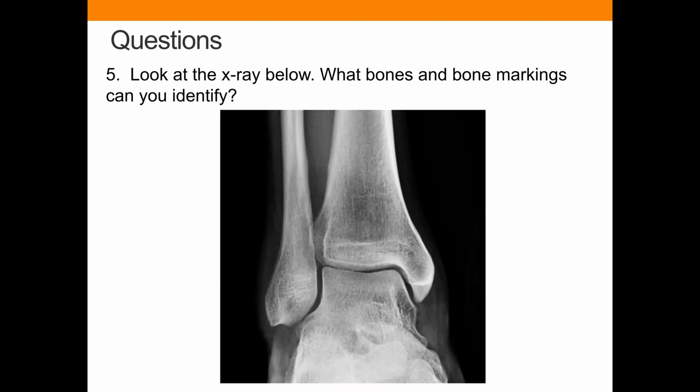Number 5, look at the x-ray below. What bones and bone markings can you identify? If we start with the bones, well, actually this is an ankle joint, in case you were wondering. This is the tibia, again the second largest and heaviest bone in the body. And this would be the fibula. So again, that's going to tell me this is the medial side, same side as the tibia, and the fibula is always on the lateral side.